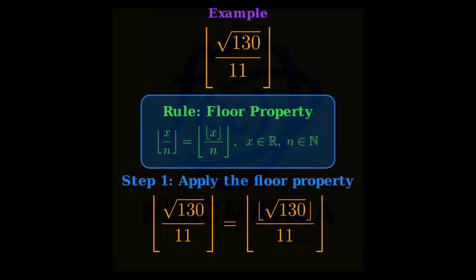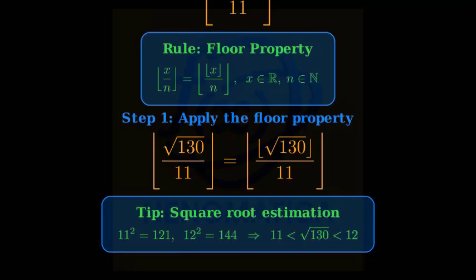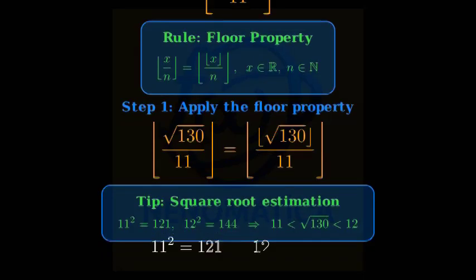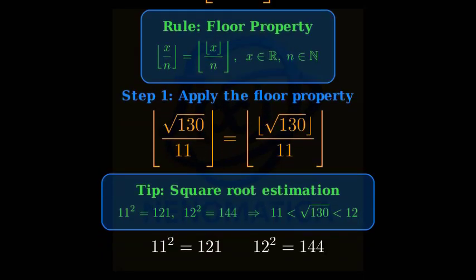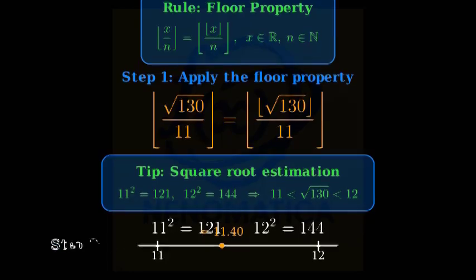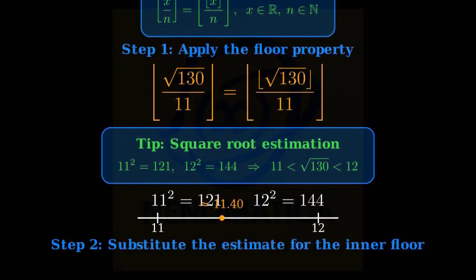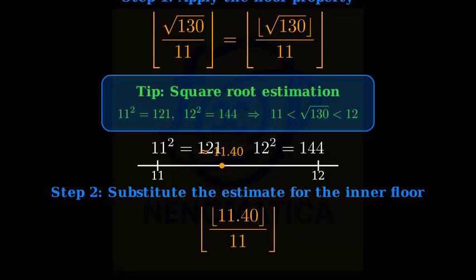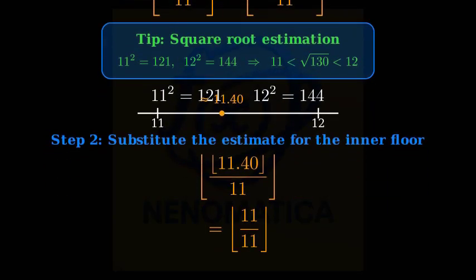Next, estimate the square root of 130. Since 11 squared is 121 and 12 squared is 144, the square root of 130 lies between 11 and 12, roughly 11.40. Let's visualize that between 11 and 12 on a simple number line. Using our estimate, we can rewrite the inner floor. The floor of 11.40 is 11, so our expression becomes the floor of 11 over 11.